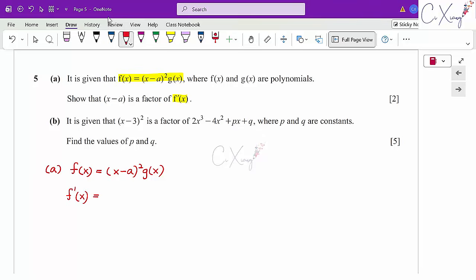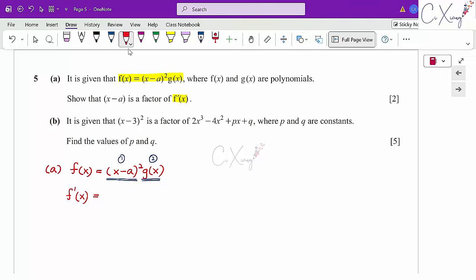If I want to find f prime x, you have to apply differentiation, right? To apply differentiation, you're having the product of two algebra terms. This is the first term. This is the second term. When you're having a multiplication of two polynomials and you want to find the differentiation, you have to apply the product rule. So for the product rule, I treat it as the first bracket and the second bracket. Some students prefer to make it u and v, which also can.